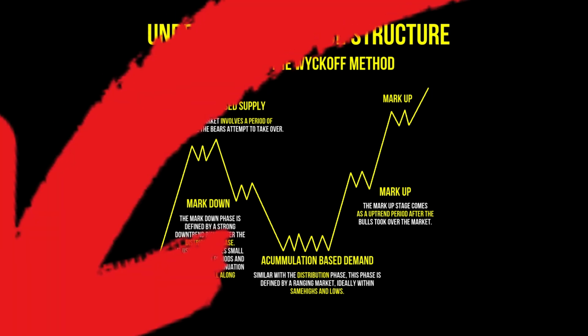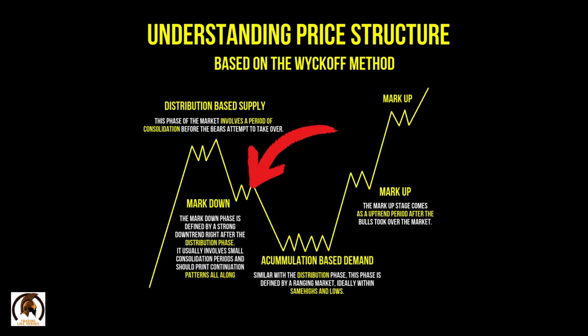2. Markdown phase. The downtrend begins. Once the distribution phase is complete, the market enters the markdown phase. This is where prices start falling as selling pressure dominates and demand shrinks. Key characteristics: clear break below the distribution range, lower highs and lower lows form, confirming the downtrend. Panic selling can accelerate declines.